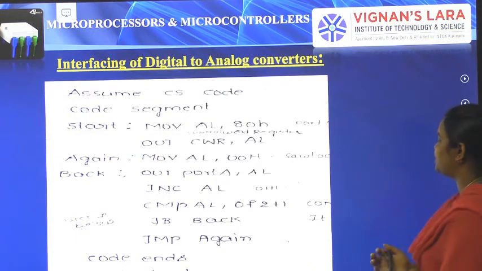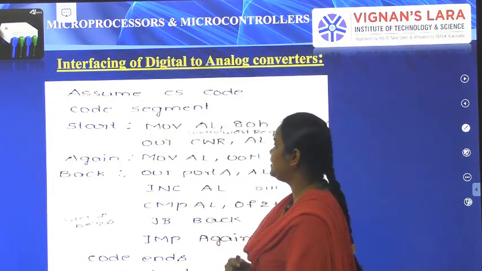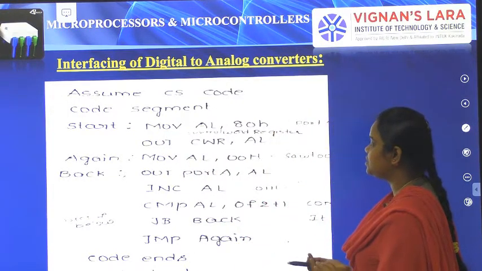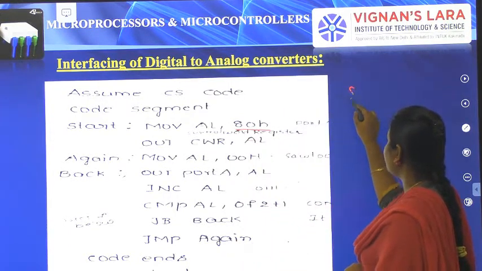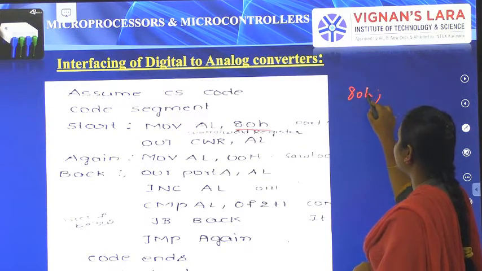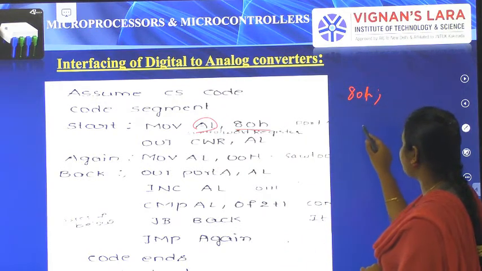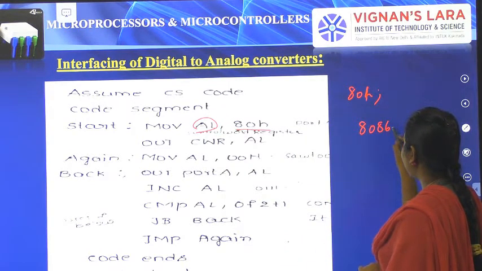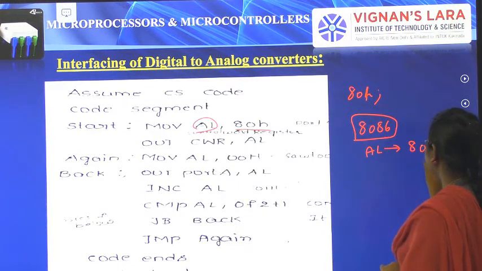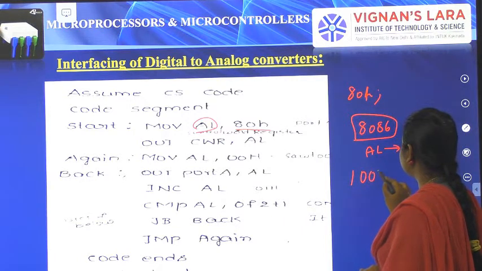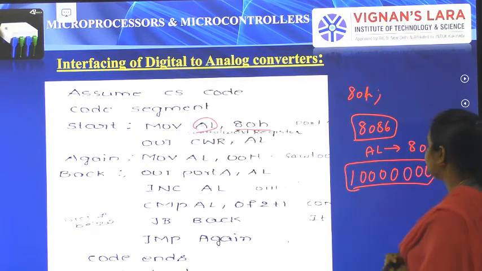This is the ALP program. First of all, we write ASSUME CS:CODE, the code segment, for the start of the code. We write CODE SEGMENT. START: MOV AL, 80H. That means 80H is the specification for the register AL, that is, the 8086 microprocessor has the data 80H in register AL, which is 10000000. This is the information provided by us.